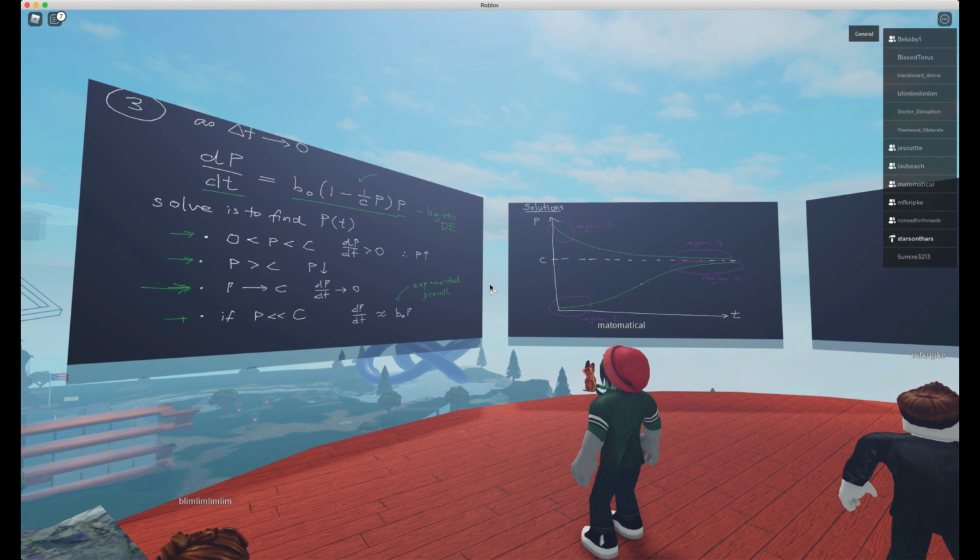Oh, yeah. Right, so this is something that you can only properly parse with the voiceover that was going with it. So right, if the population is currently at time t between 0 and c, then dp dt will be positive. Oh yeah, that makes sense. All right, sorry. Yeah. Thanks.